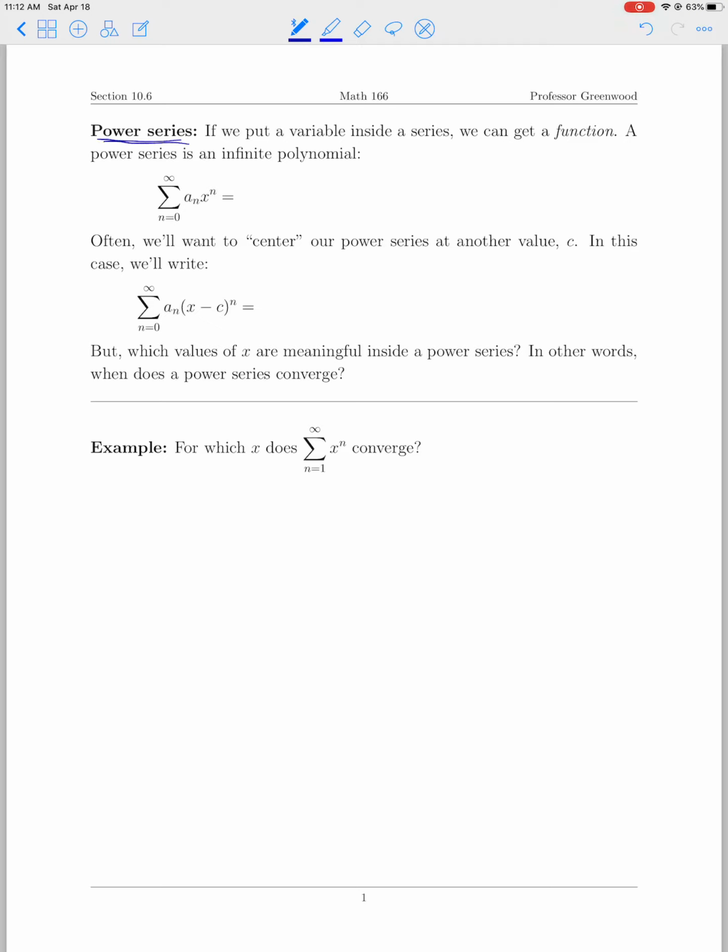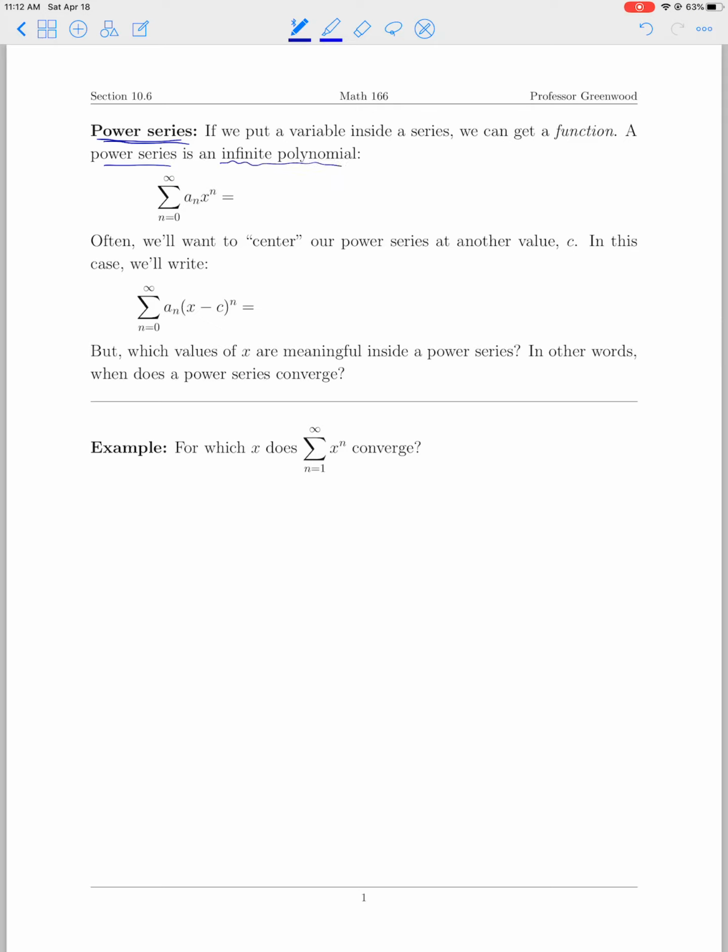And so instead of looking at a series as just a constant number, we're going to start viewing series now as functions. And the question will be, what type of functions can we represent as infinite series? And so a power series is just the fancy name for a function that is an infinite series. And really, these are infinite polynomials.